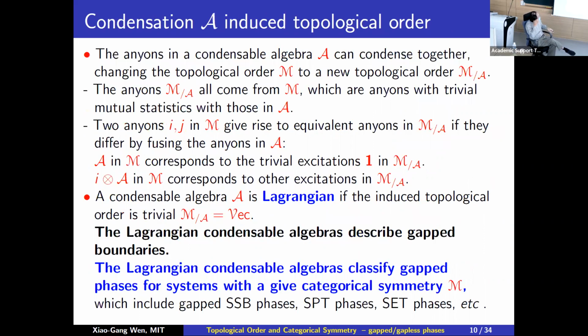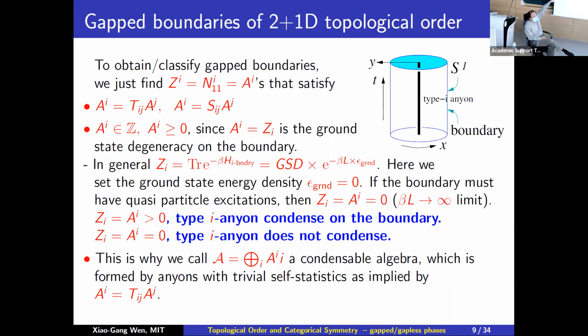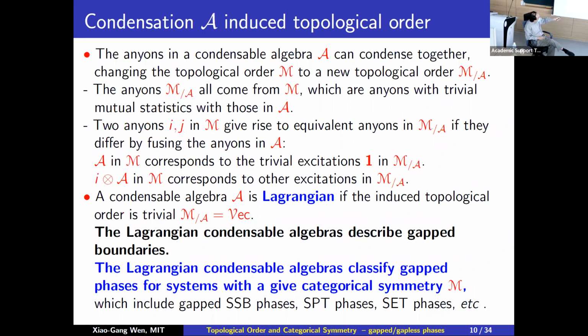So therefore, if A is Lagrangian, meaning M/A is trivial. So that means if you condense enough anyons to make M/A equal trivial, then this A actually describes a gapped boundary. Because the outside, trivial with product state, can be removed. So that's the motivation that the condensable Lagrangian condensed algebra describes a gapped boundary.